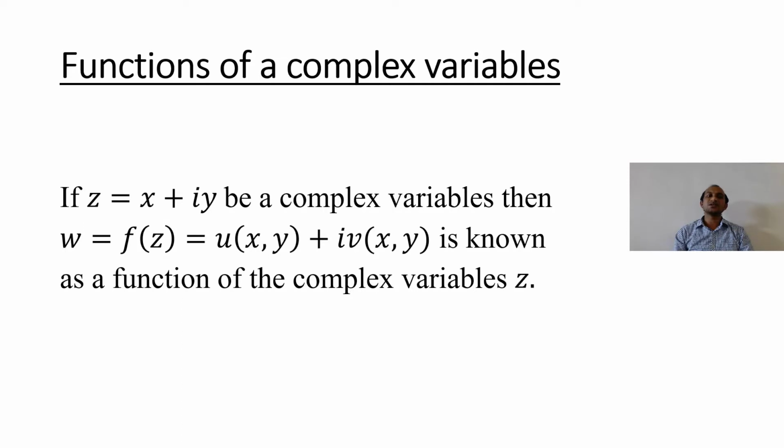Now u depends on x and y, v also depends on x and y. That means u and v both are real functions of the variables x and y. Okay, and this w equal to f of z is known as a complex function of the complex variable z.